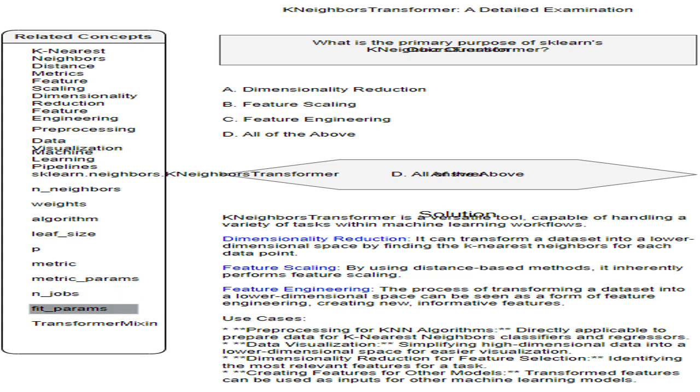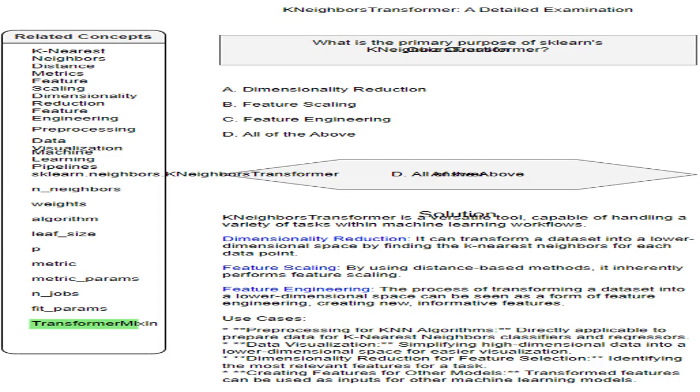X0a. Fit params. Transformer mixin is a base class in sklearn that defines the transform method, which is used for data transformations. K-neighbors transformer inherits from this base class, enabling it to implement the transform method for data transformation.